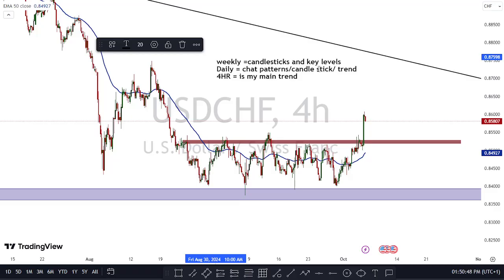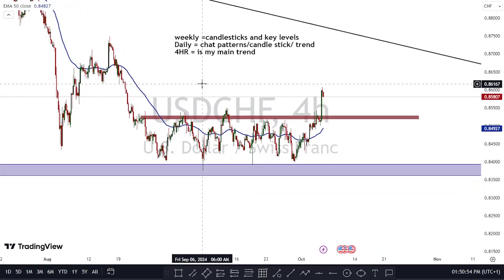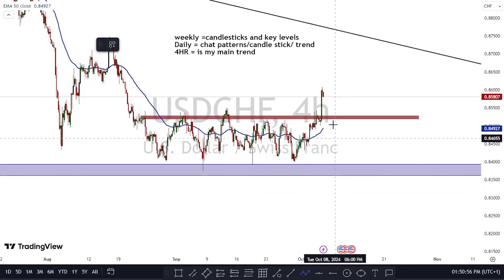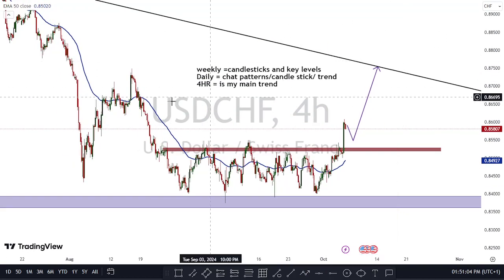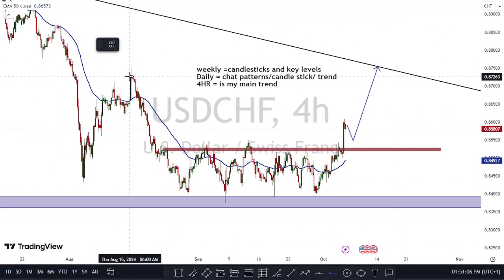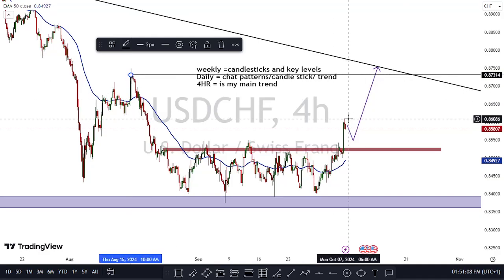So the 4 hour is where I call my main trend. So I'm looking out for the trend. You can see right now the trend is bullish. So in this case, what I'm looking out for is sort of a pullback. Market can pull back and then boom. Next level target is going to be this trend line, and this trend line matches with here. Next level target is here.